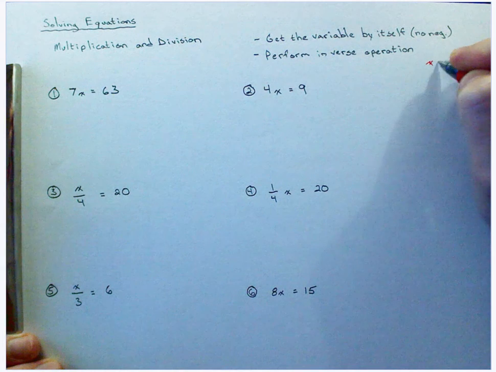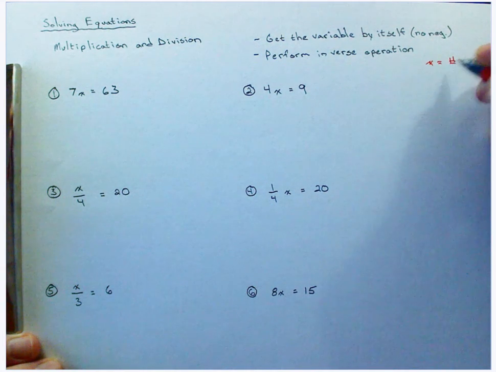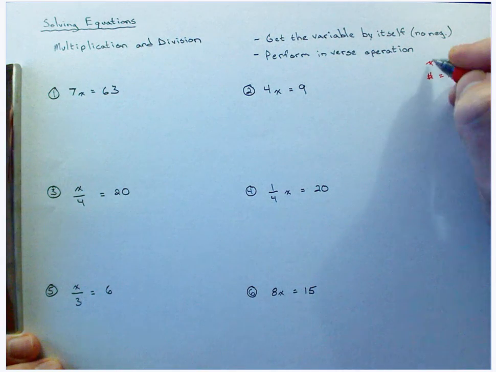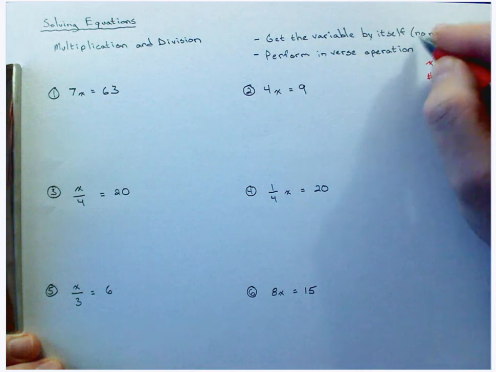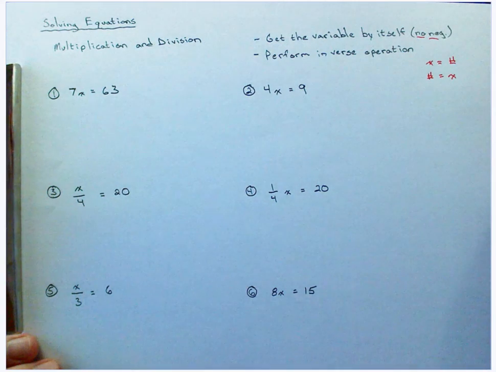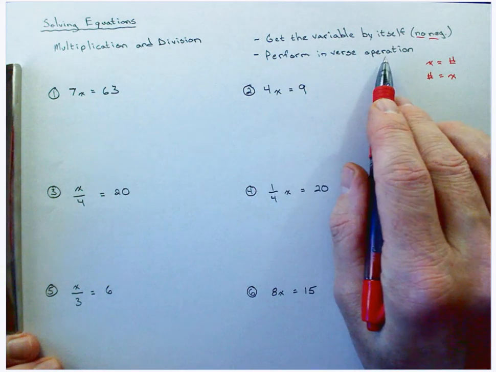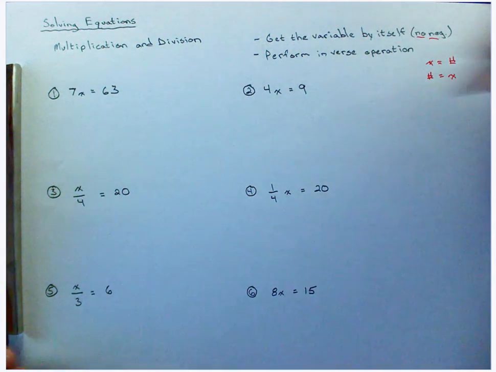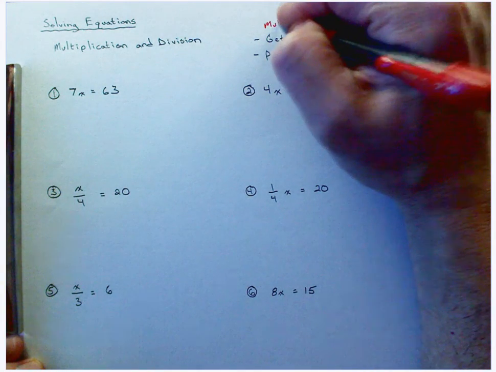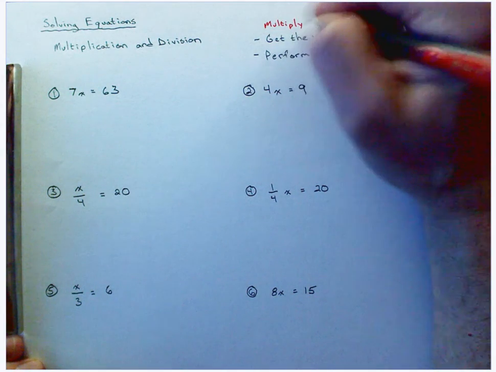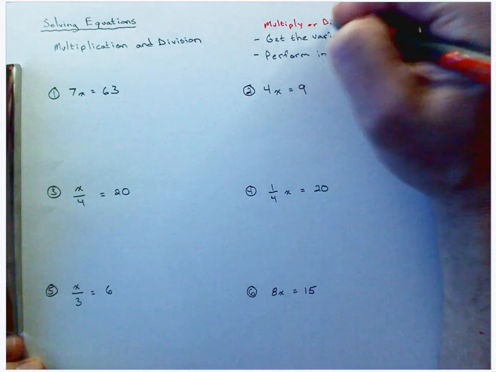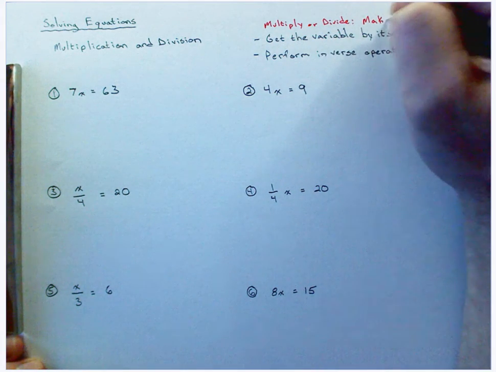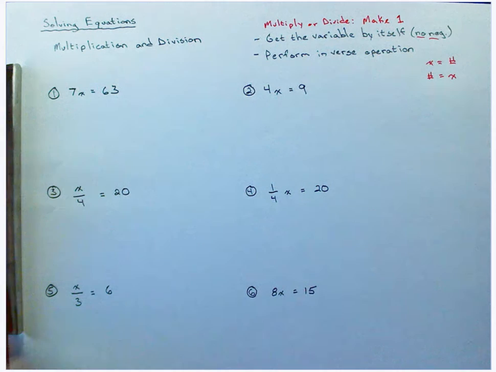So something like this, I want the letter on one side and the numbers on the other, or it could look like this. But no matter what, I want that variable by itself, no negative with it. And I do that by performing inverse operations on the numbers that are on the same side as the letter. Whenever I multiply or divide in these problems, what I'm trying to do is make a 1.